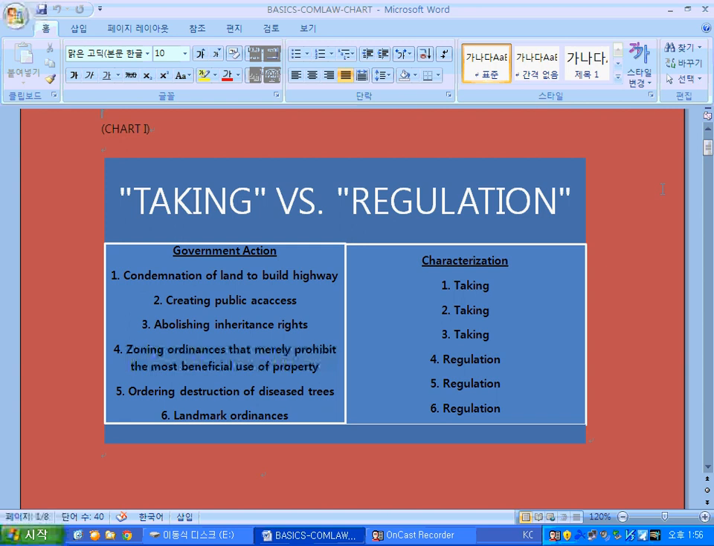The most notorious case about this area of law would be First English Evangelical Lutheran Church of Glendale versus County of Los Angeles, decided in 1987. In this case, the court had to answer if a landowner may obtain damages for a government taking of his property before it is finally determined that the regulation constitutes a taking of the property under the 5th and 14th Amendments.